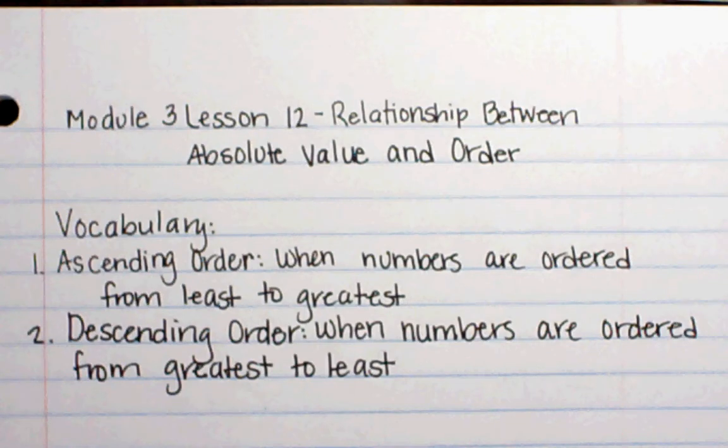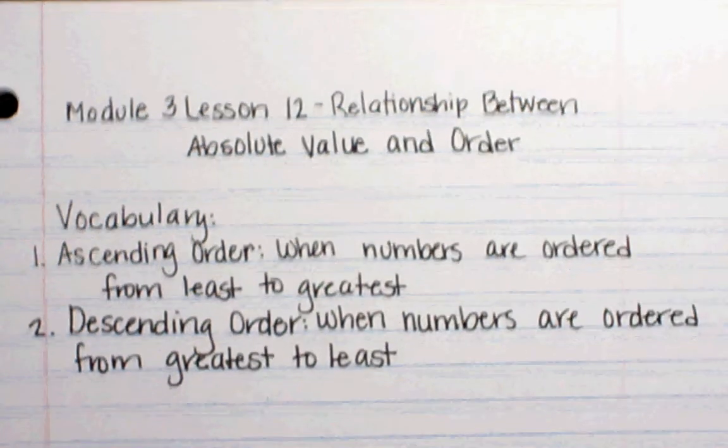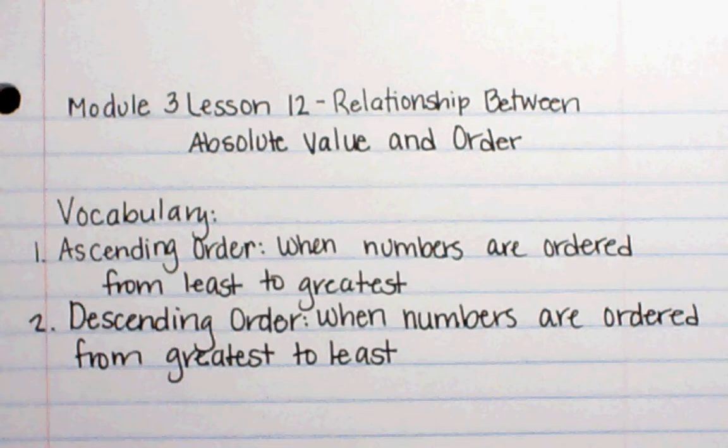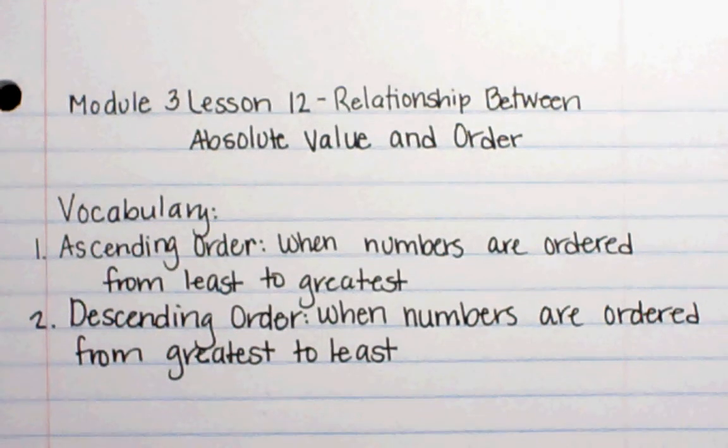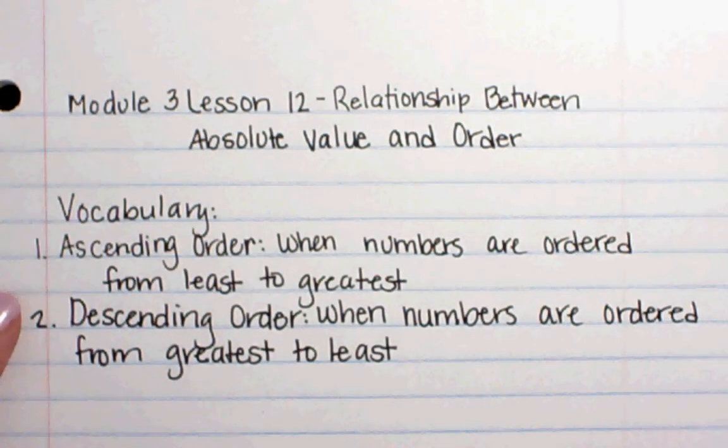Today's lesson is Module 3, Lesson 12, Relationship between Absolute Value and Order. You do have some vocabulary words for today's lesson. We have ascending order. Ascending order is when numbers are ordered from least to greatest.